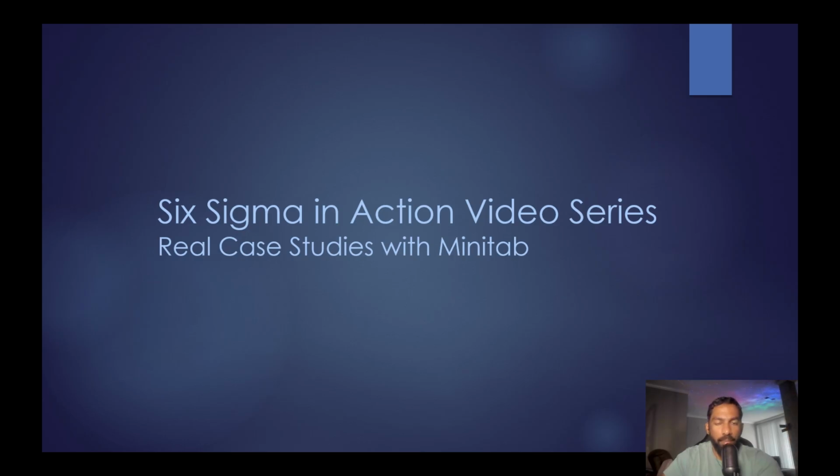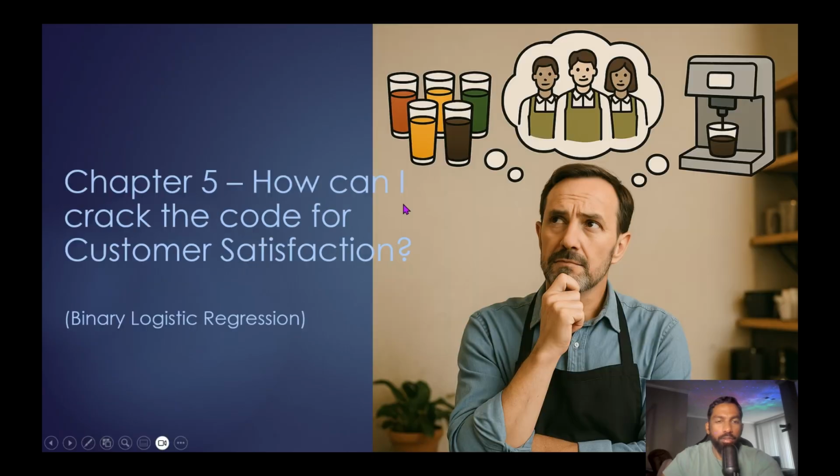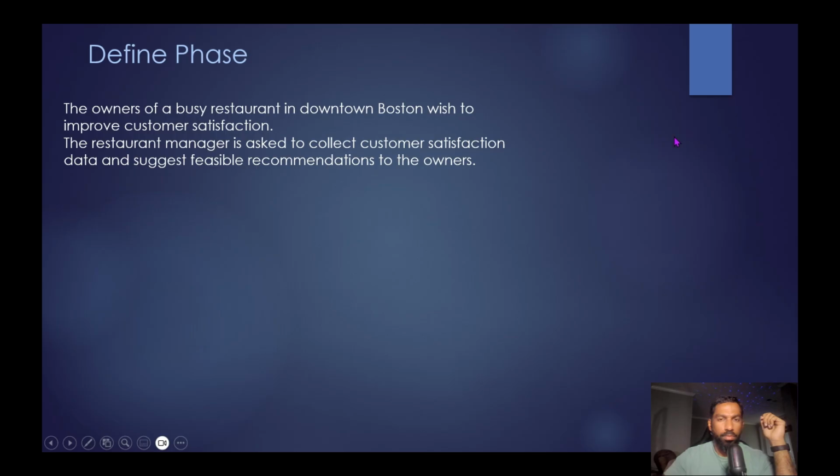Six Sigma using Minitab. In today's video, we will be looking at binary logistic regression, chapter 5. In this case study, binary logistic regression was used to collect all the customer survey data and create a predictive model that guided them as to which factors were most influential in increasing the probability of customer satisfaction. Since customer satisfaction has binary outcomes, either you're satisfied or you're not, that is why we use binary logistic regression in this case study. So let's start with the define phase for this case study.